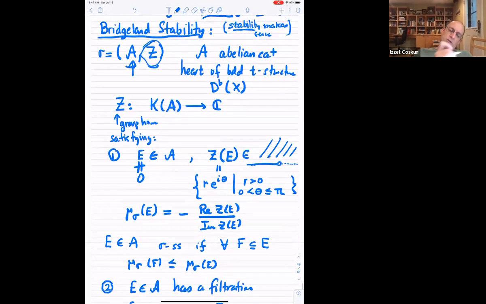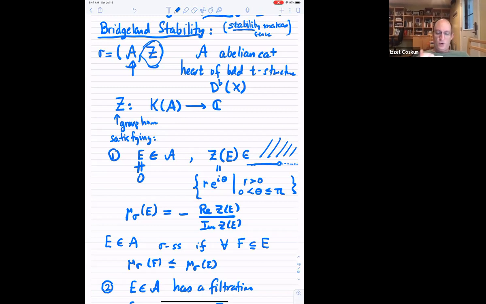basic idea that you should get out of this is that a Bridgeland stability condition is a pair of an abelian subcategory of your derived category together with a group homomorphism like this, satisfying some positivity property so that you can define slope. And then you want the slope to have some of the usual properties, like Harder-Narasimhan filtrations and things like this that you love from ordinary stability.